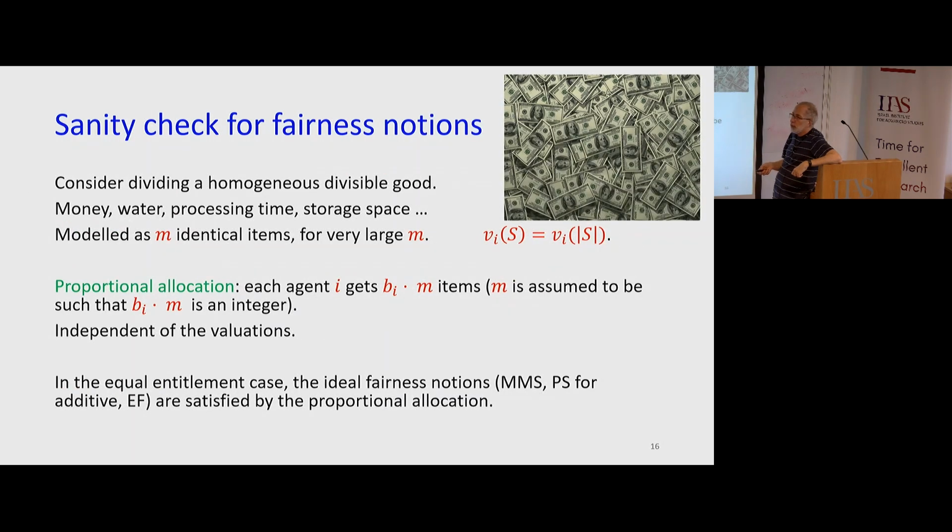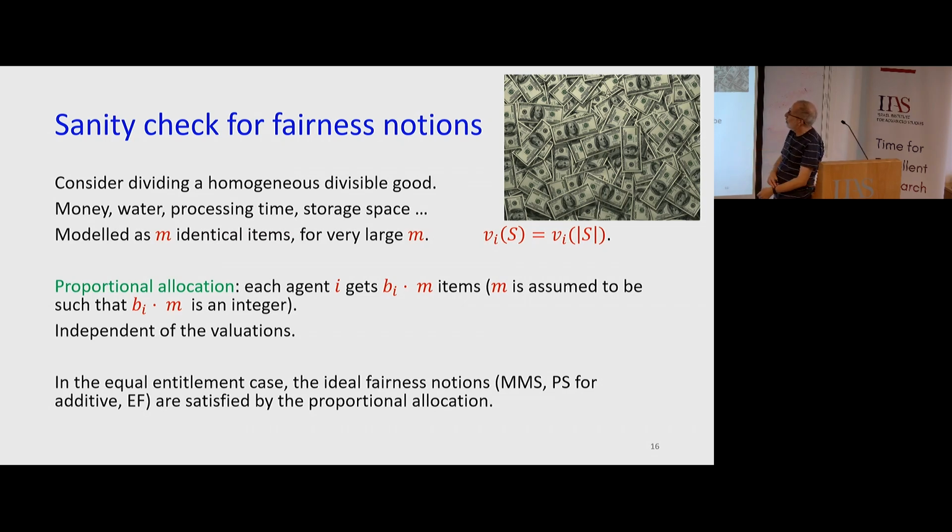Okay. So we defined the APS, and we can try a sanity check to ask, is it a good fairness notion, in the sense that it captures our intuition of what fair allocations should do? There is a special case in which we have a good intuition of what we want the fair allocations to do, and this is dividing a homogeneous divisible good, something that you can keep on dividing, and when you get a part, you care only about the size of the part that you get, not whether it came from the left or from the right. Examples of homogeneous divisible goods are money, water, processing time, storage space, things like that. If we want to model it as indivisible items, you can think of m identical items for some very large m.